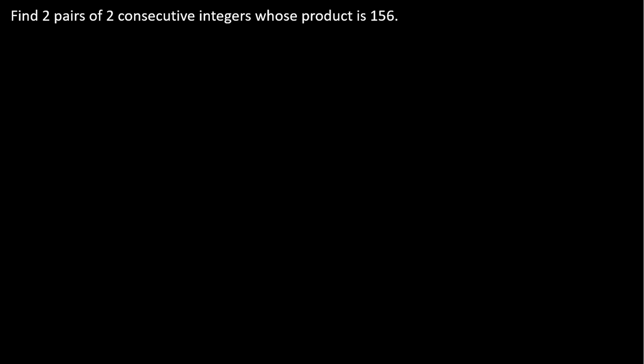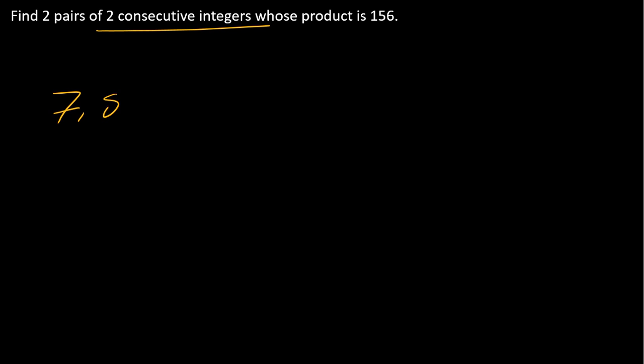Find two pairs of two consecutive integers whose product is 156. Okay, it might not be obvious that this comes out as a quadratic, but you have to play around with this a little bit. So the first thing you have to think about is just two consecutive integers. What are two consecutive integers? Can you think of two consecutive integers?